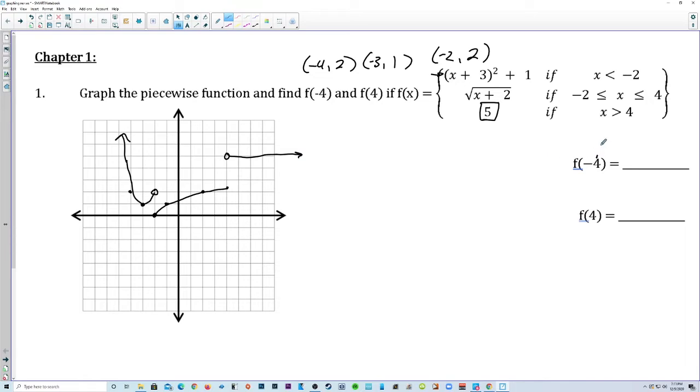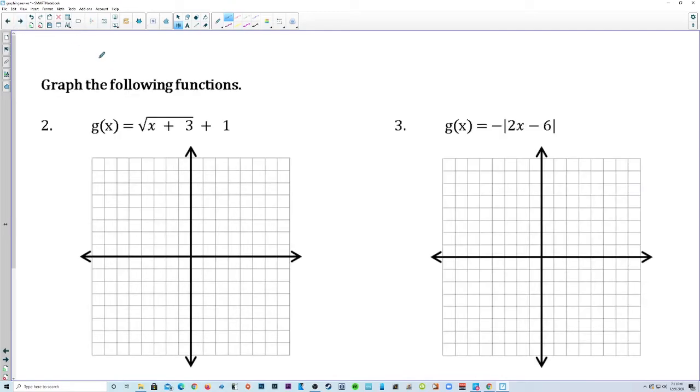f of -4, well, -4 is less than 2, so we're going to plug that into the top one. I already plugged -4 in, and we got a value of 2. And then we plug 4 into the middle one, because that's where the equal to is. And 4 plus 2 is 6, so we get square root of 6.